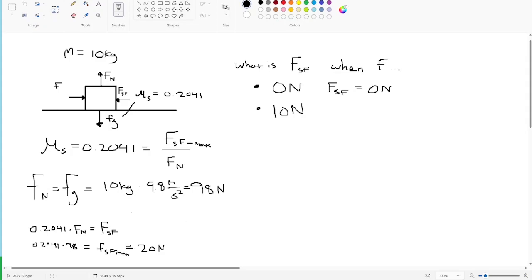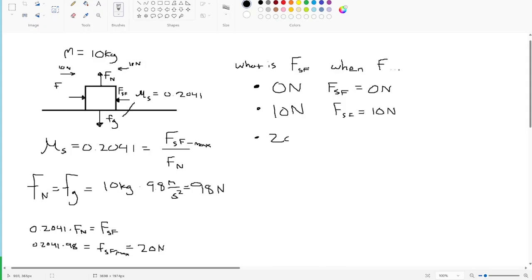So the range of forces that static friction will apply will be anywhere between 0 and 20 newtons. If we apply 10 newtons of force this way, it makes sense for the force of static friction to apply 10 newtons of force this way to oppose the force that's trying to set this block into motion. So the force of static friction in this case is going to be equal to 10 newtons.